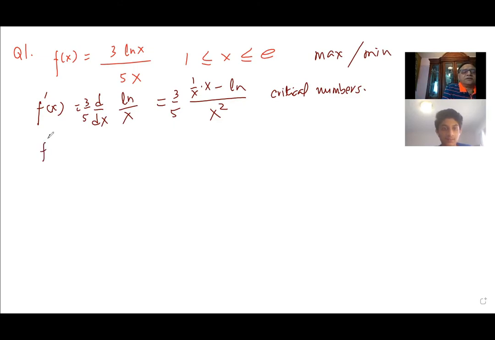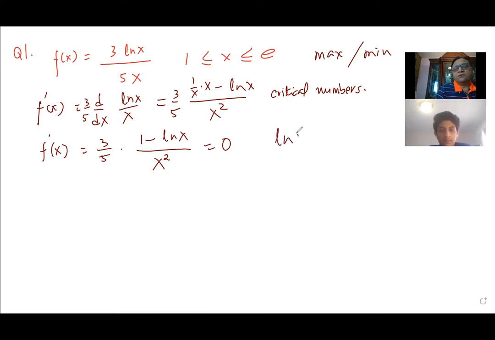So basically, this derivative can be written as 3 over 5 times 1 minus ln x over x squared, correct? So what are the critical numbers? Sir, it would be where it equals 0 or does not exist. Both, right. But x equals 0 is not in our domain. So let's equate to 0. We have ln x equals 1, correct? That means x is equal to e, right?